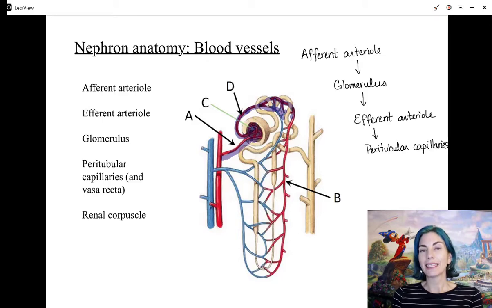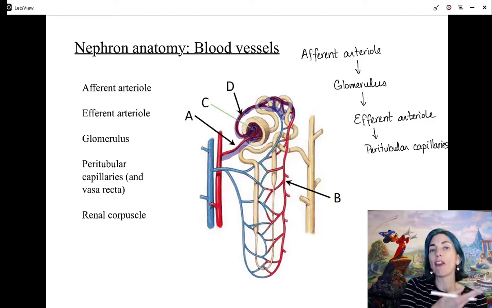And this is an example of what is known as a portal system. So it's not terribly common to find portal systems in our body, but when we do, they always serve a purpose. And here is an example of a portal system. A portal system is where you go from an arteriole to a capillary to another arteriole to another capillary before finally getting to a venule.